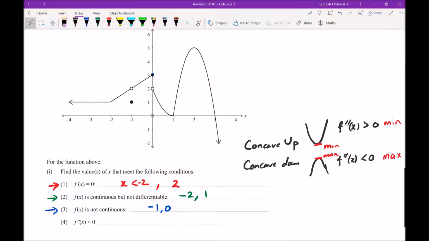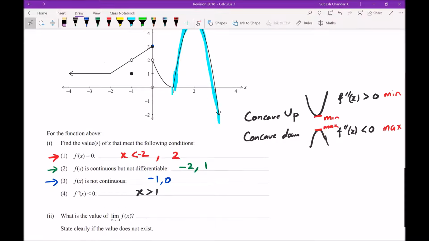So in this case, we are looking for at what point it is actually concave down. That's from 1 all the way to positive infinity. So we can rewrite this as: as long as x is bigger than 1, it's going to be concave down. Is that all right?